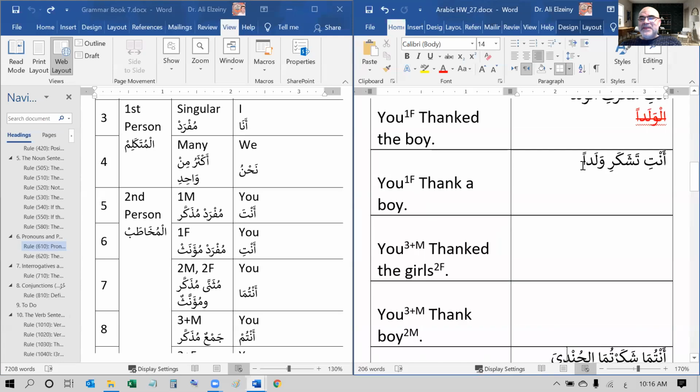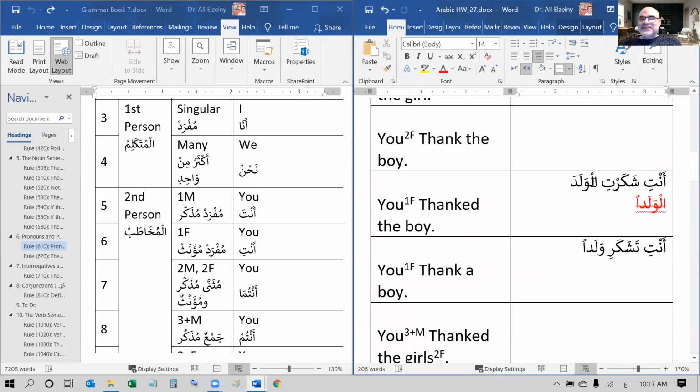Here, أنتِ تشكري ولدا. If I'm going to continue, meaning I'm not going to stop after the third word here. So if I stop, it becomes أنتِ تشكري ولد. Why? Because I'm going to stop, so I stop at sukun. So that tanween fatha becomes sukun instead. Okay?